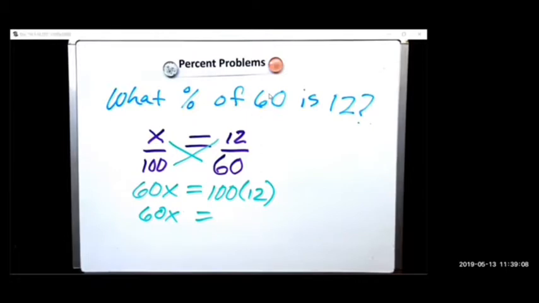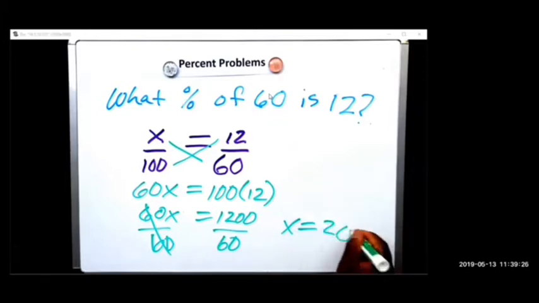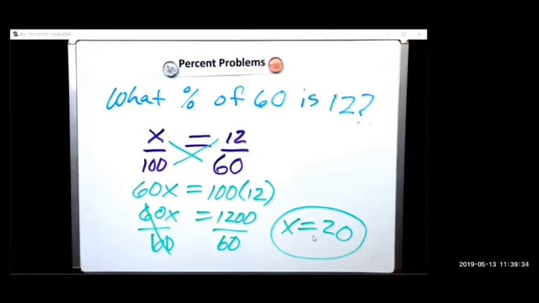I see several answers in the chat. We're going to divide both sides by 60. And then we're going to get x equals 20. There we go. Let me check the chat just to make sure everything's clear over there. Yes, 20%. And don't forget, it says what percent, right? So you want to put 20%.